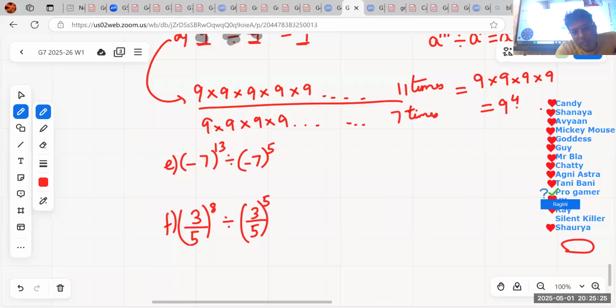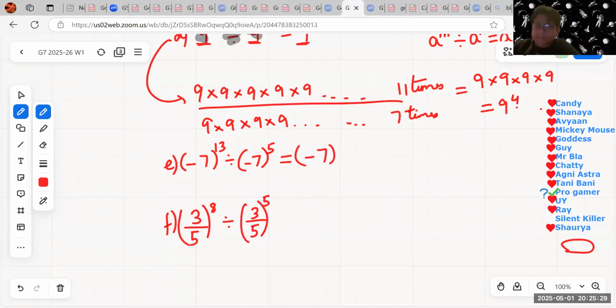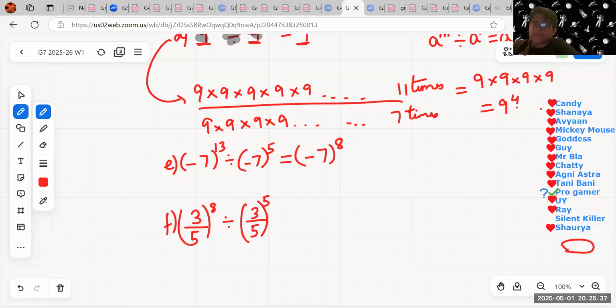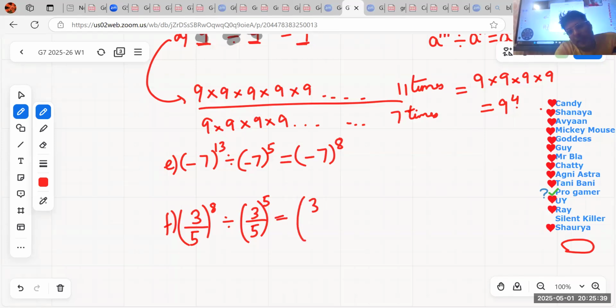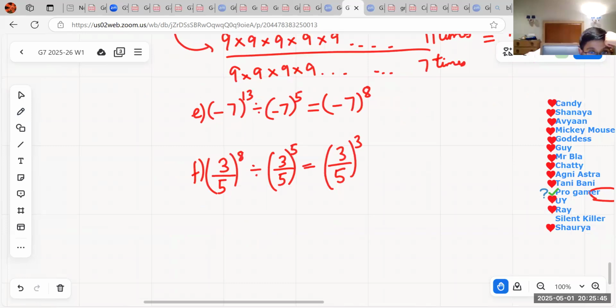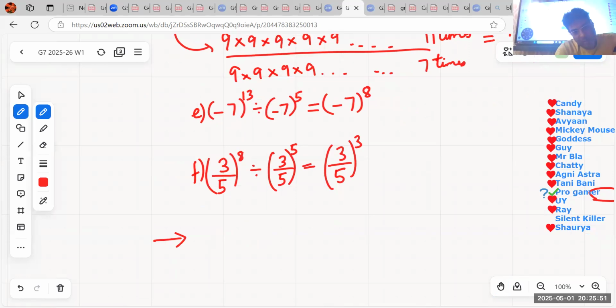So Pro Gamers, what is my first answer? Sir, it's -7 raised to the power 6. And this will be 3 by 5 raised to the power 3. 7 to the power 8 is also not wrong. Next question. Let me write it.